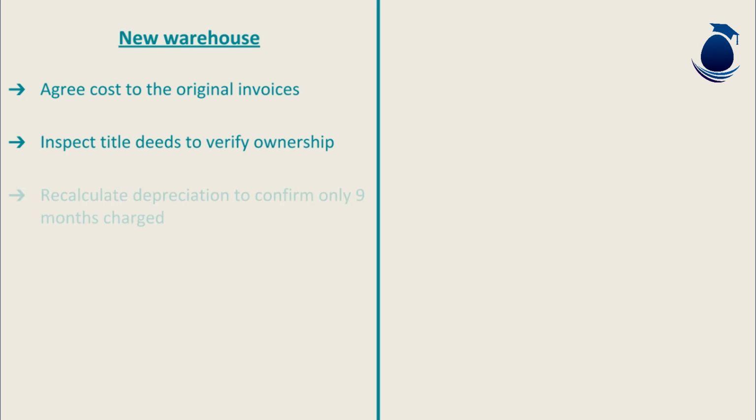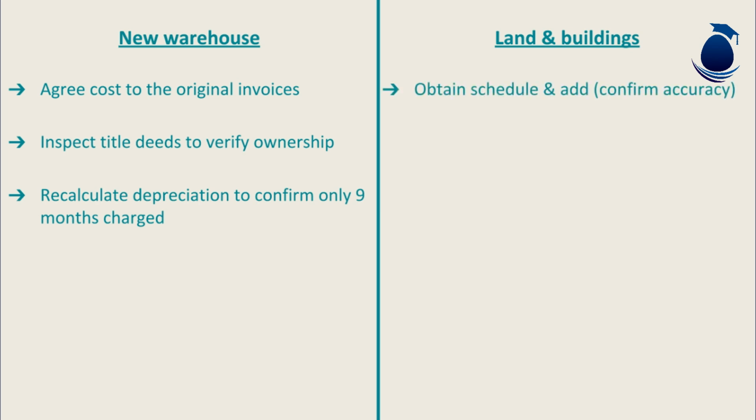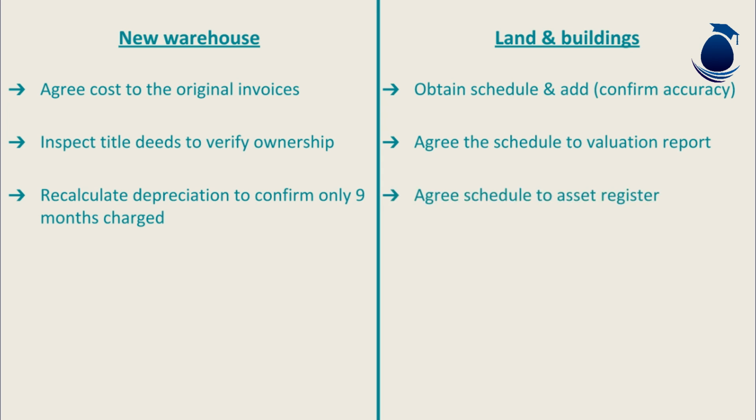The auditors should therefore recalculate depreciation and identify whether depreciation for the new warehouse has been charged for 9 months only. Now we only have 3 more substantive procedures to describe for the whole land and buildings balance revalued. The auditor should obtain the schedule of revalued assets and add it up to confirm accuracy of the total. They should then agree the revalued asset schedule to the valuation report to confirm the correct balances have been picked up. The schedule should then be agreed to the asset register to ensure accurate revised balances have been included.